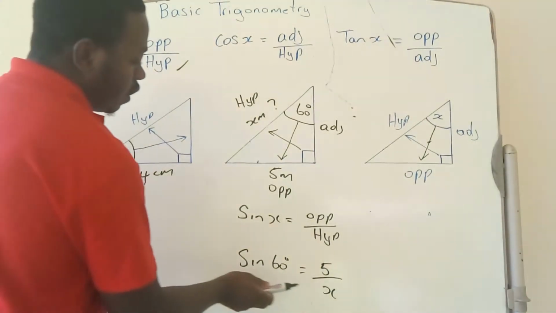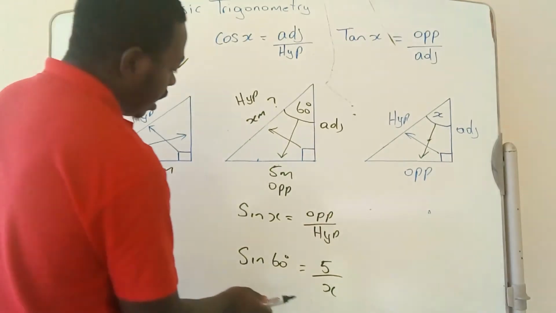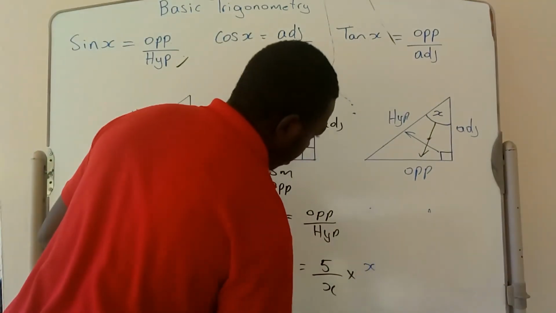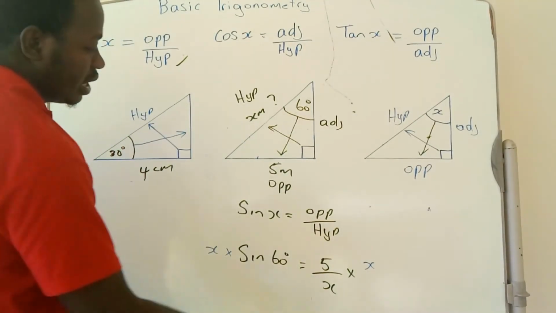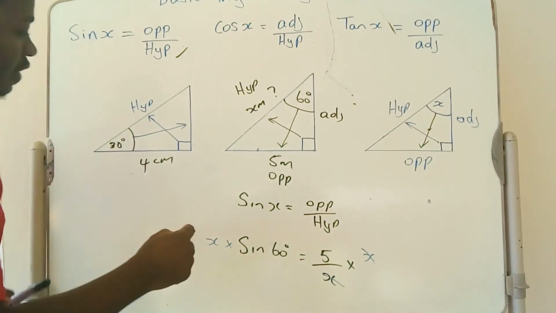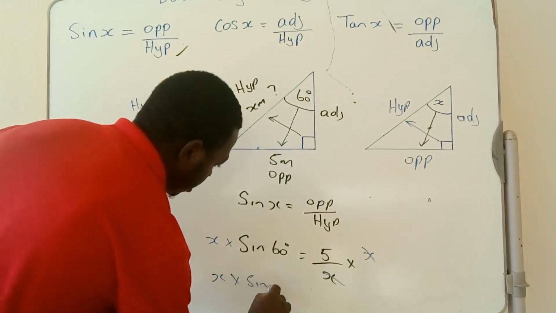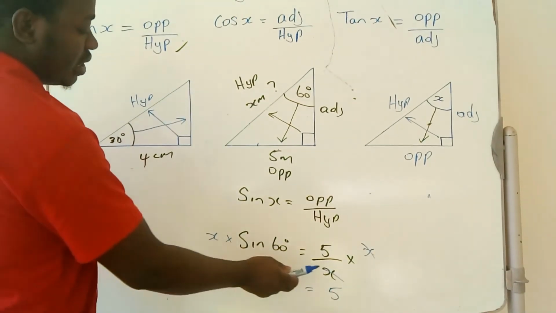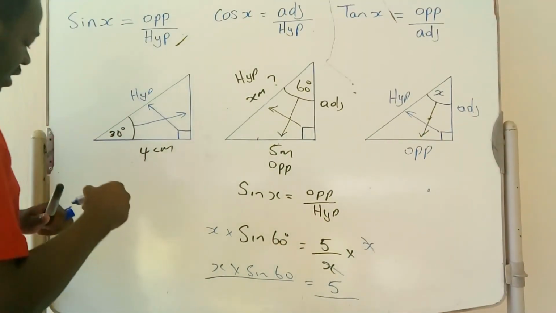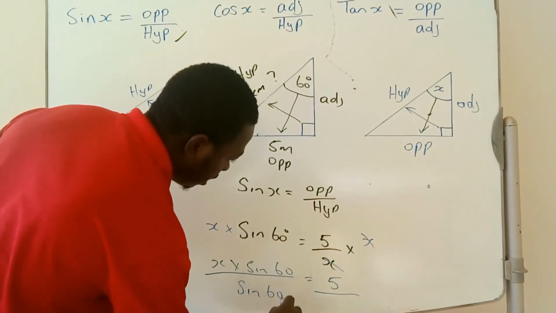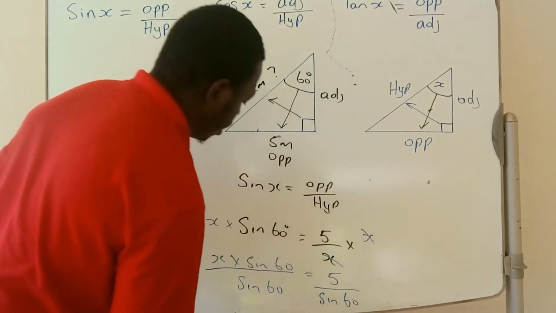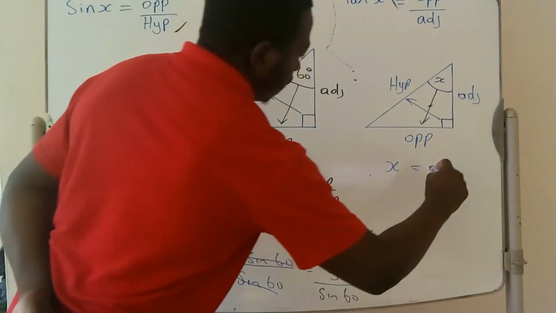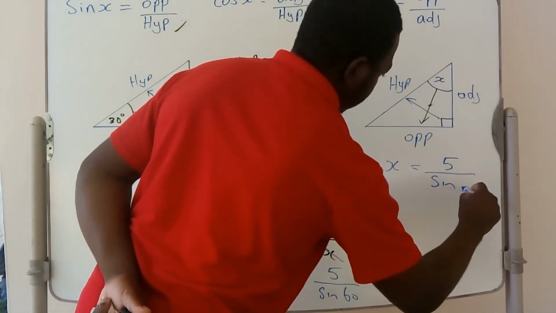Alright. So now you need to solve for x. What you can do to solve for x is to multiply both sides by x. So if I multiply this side by x and I multiply this side by x, then x cancels out x. Follow me? I'm left with x times sine 60 is equal to 5. Now I want x by itself. Now I am multiplying this x by sine 60. So I'm going to divide both sides by sine 60. Now sine 60 will cancel out sine 60. That leaves me with x on this side, which is equal to 5 divided by sine 60.